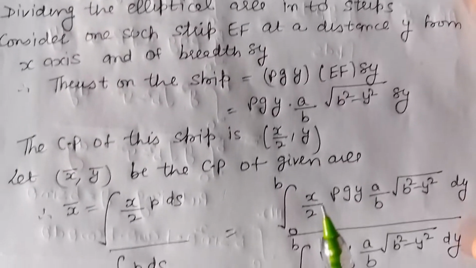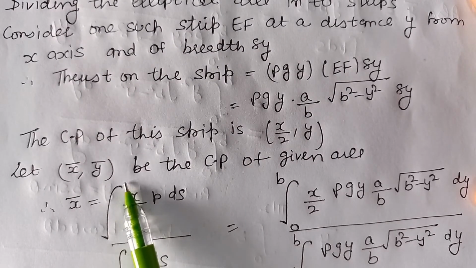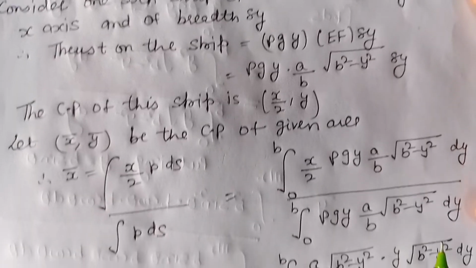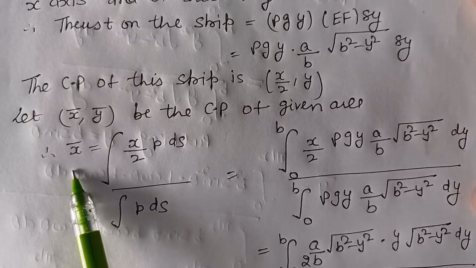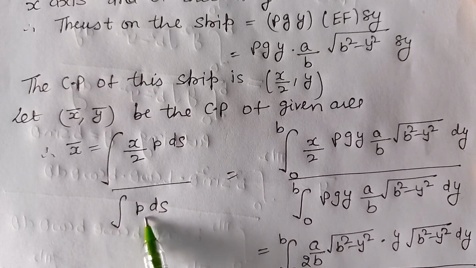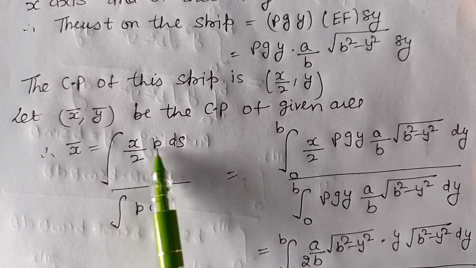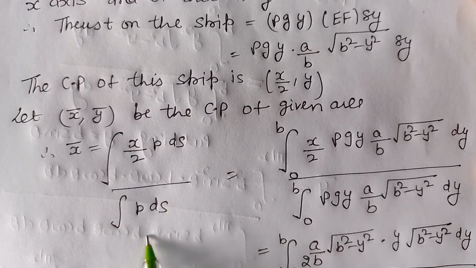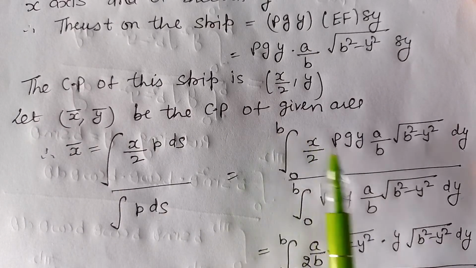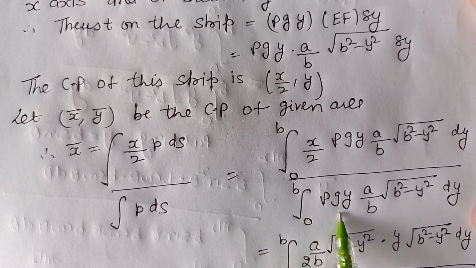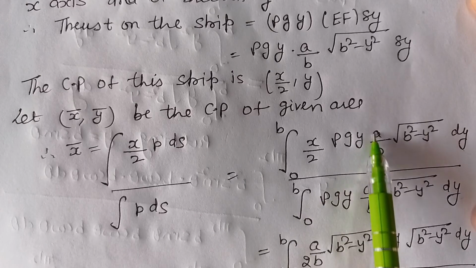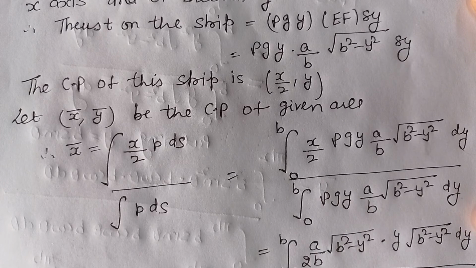Let us take x bar, y bar as the center of pressure of the given elliptical area. So by definition, x bar is given by integral x by 2 into p ds upon integral p ds. Now we can substitute the value of p ds in the numerator as well as in the denominator. The limits of integration are from 0 to b. Putting the values here, rho g will be cancelled from the numerator as well as the denominator. Also, the term a by b will also be cancelled out.